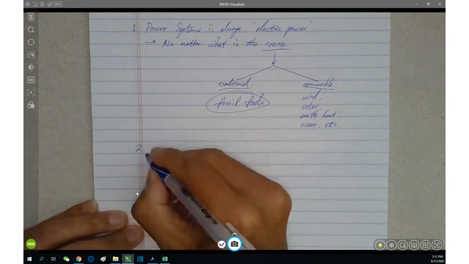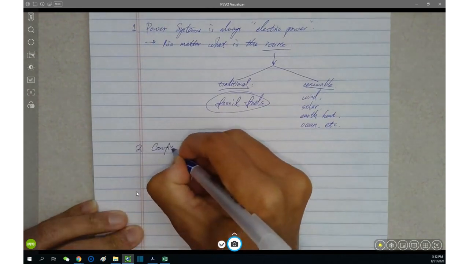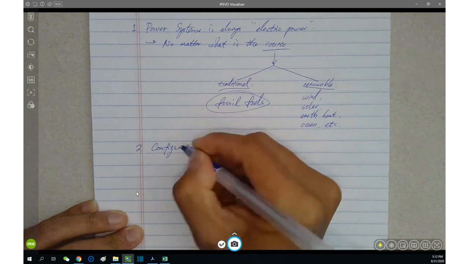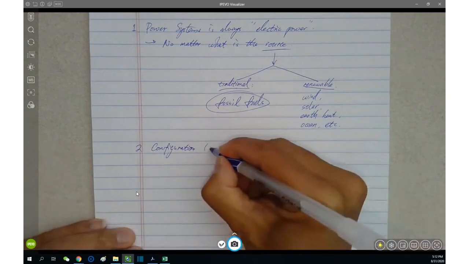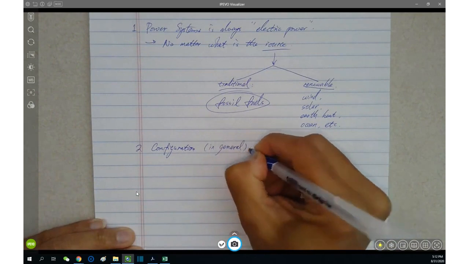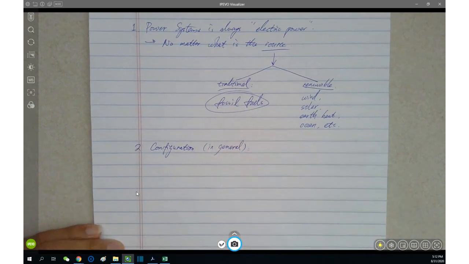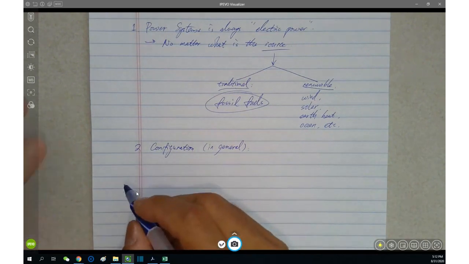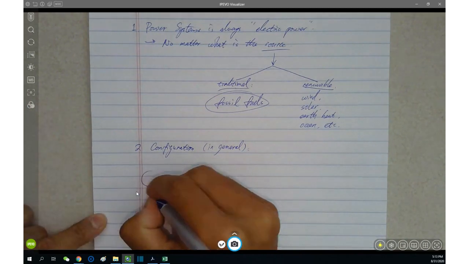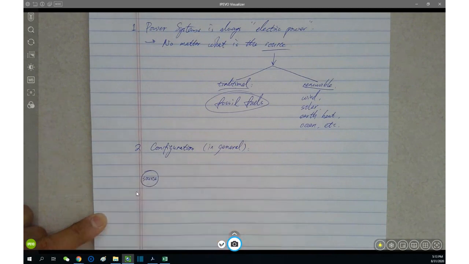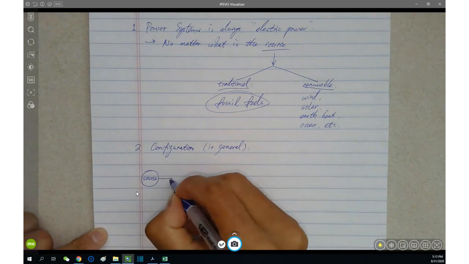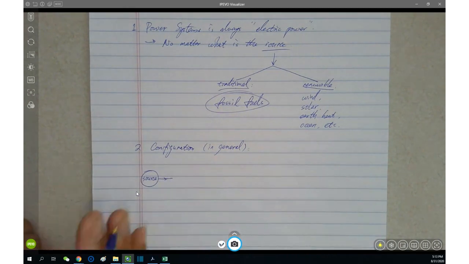Next, let's talk about the power system configuration, in general, not any specific one. Let's sketch this from left to right. The leftmost one is the source, whatever it is. We are talking about generic. Who is connecting to the source? Anyone know? In a power system, or say in a power generation system.